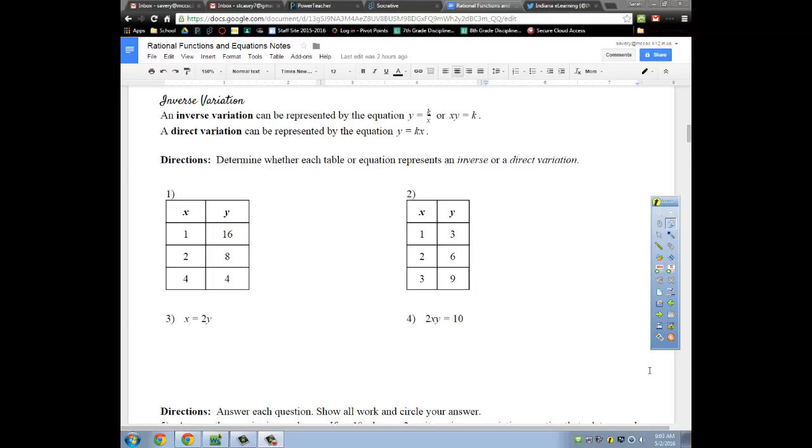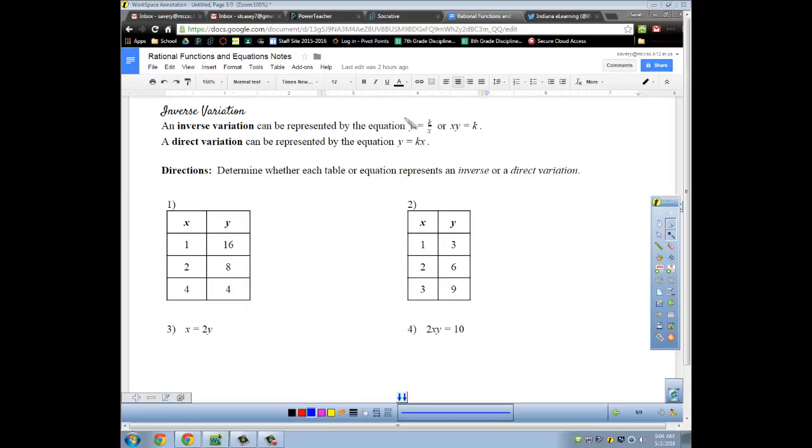Hey, so we're talking about inverse variation today. We talked about direct variation earlier in the year. So first we're going to figure out what are examples of inverse variation and what are examples of direct variation. Inverse variation will always look like either of these two equations.